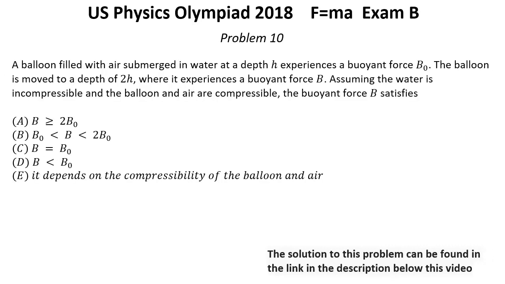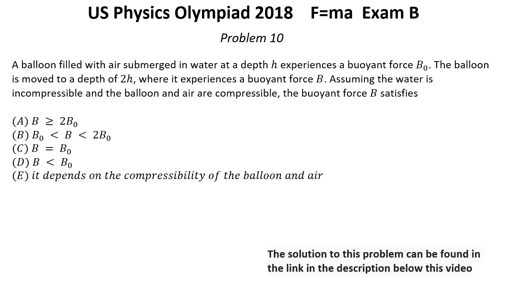Problem number 10. A balloon filled with air submerged in water at a depth h experienced a buoyant force B0. The balloon is moved to a depth of 2h, where it experienced a buoyant force B. Assuming the water is incompressible and the balloon and the air are compressible, the buoyant force B satisfies the next conditions. Solution for problem number 10.